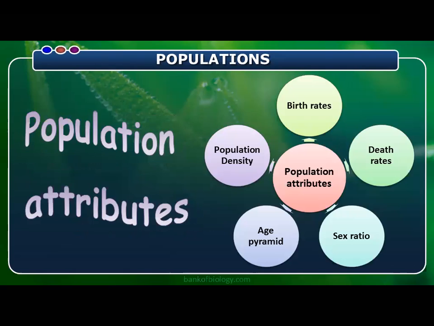Okay, let's talk about the different items. The first item we'll take is population attributes. The population attributes include birth rate, death rate, sex ratio, age pyramid, and population density. These are the different kinds of population attributes. Let us discuss one after another.